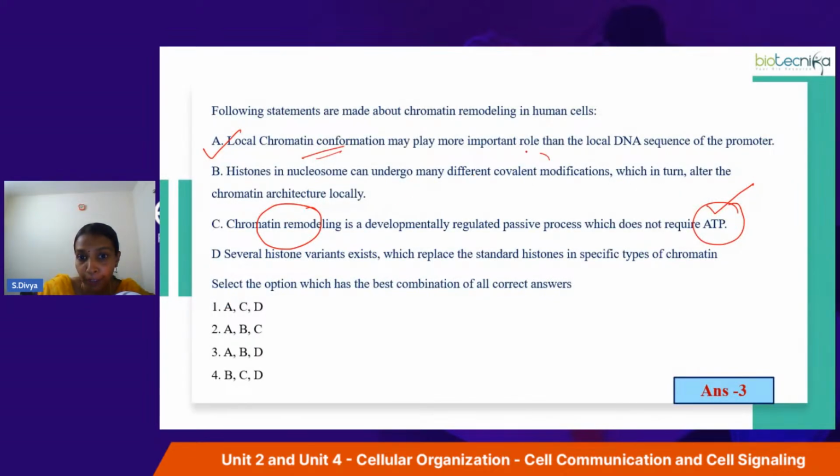Histones will undergo different modifications like phosphorylation, methylation, ubiquitination, acetylation, etc. Variants exist. Yes, you have CENP-A, H2AX. So different variants exist which are responsible for carrying out various processes.